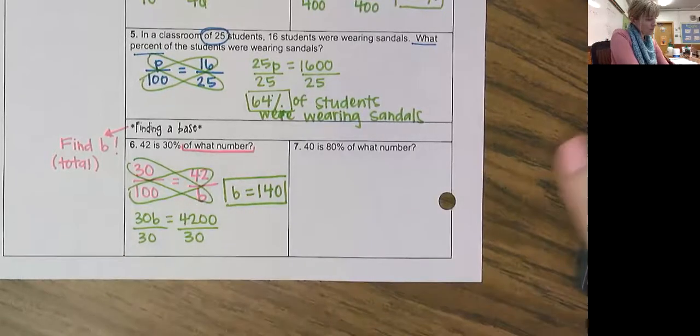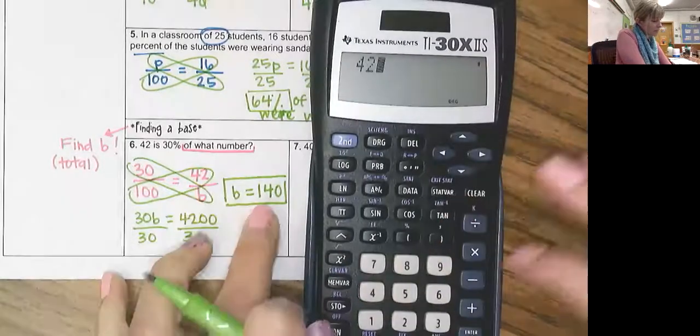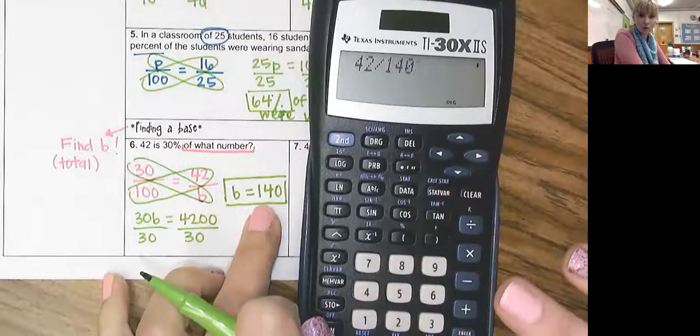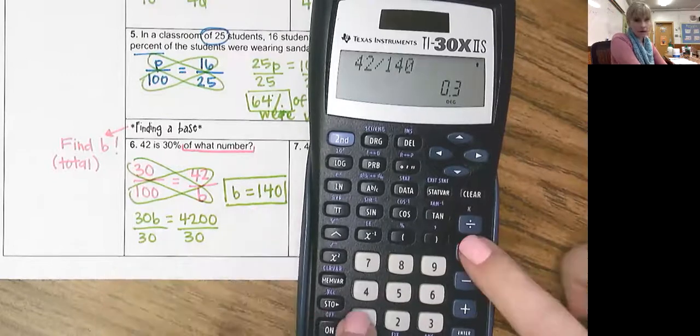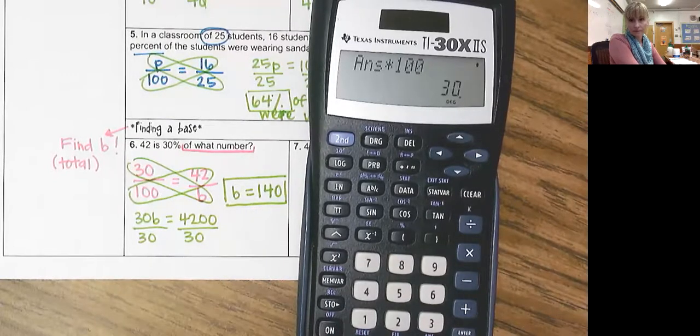And we can check this by saying, okay, 42 out of 140 is supposed to be 30%. That is the decimal equivalent of 30%.